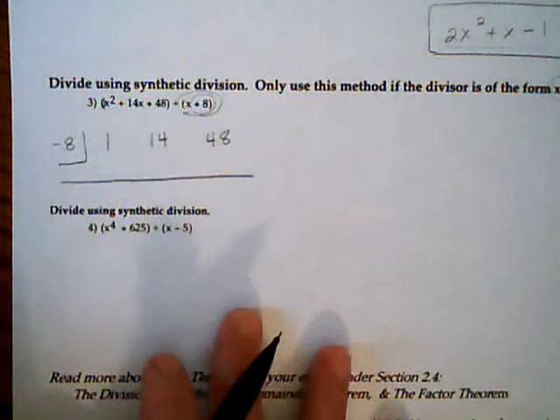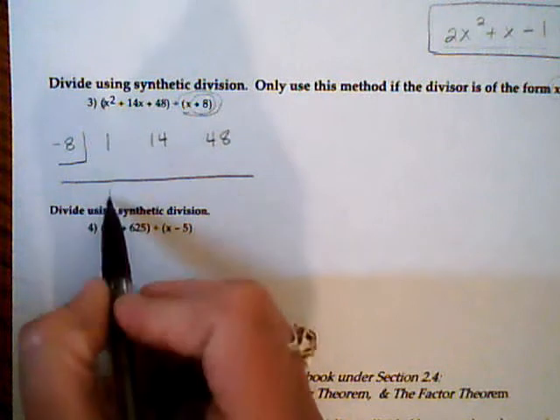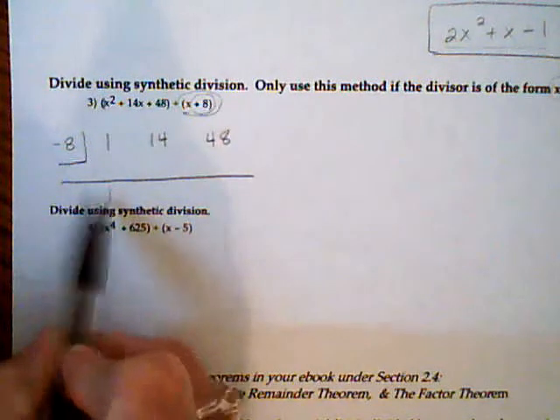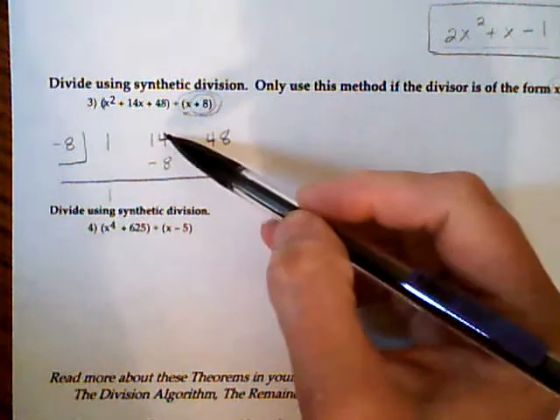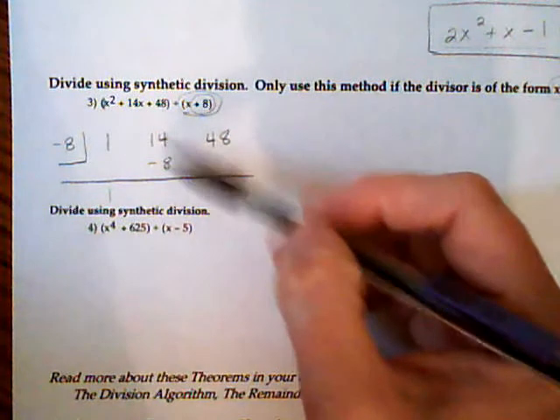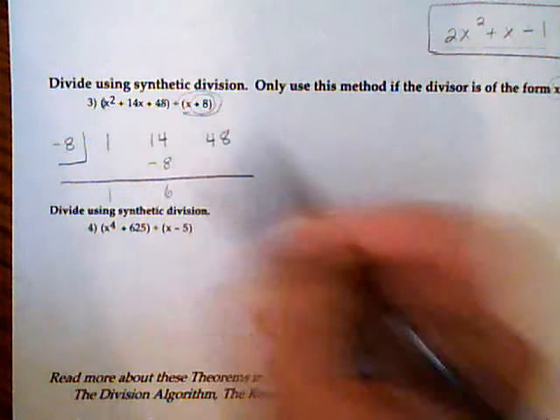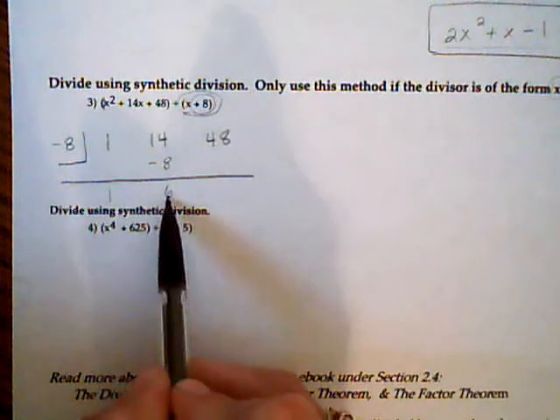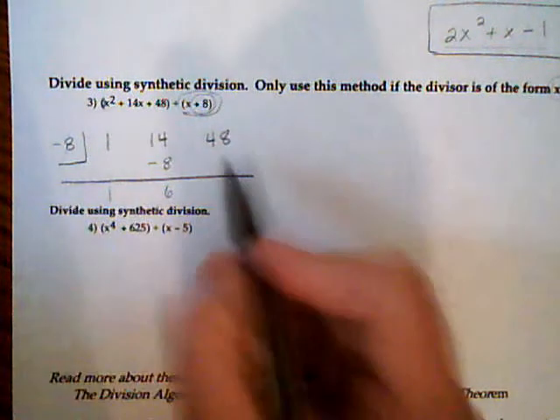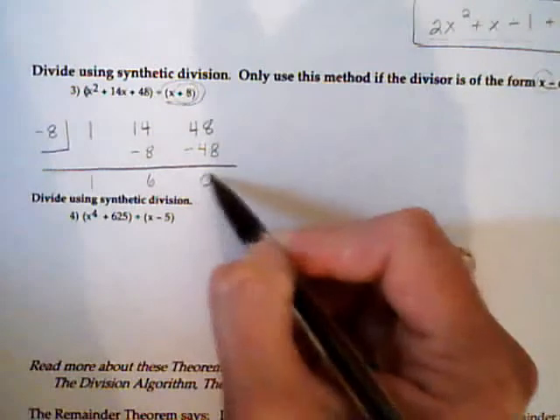Then as far as the process, the first number is always brought down underneath, and then we start multiplying. 1 times negative 8 is negative 8. You either add or subtract here. It depends on what your signs are. Since they're different, I'm subtracting, which would be 6. Once I bring a number under this bar, then I'm going to multiply it. So 6 times negative 8 would be negative 48. And then again, this would be 0.